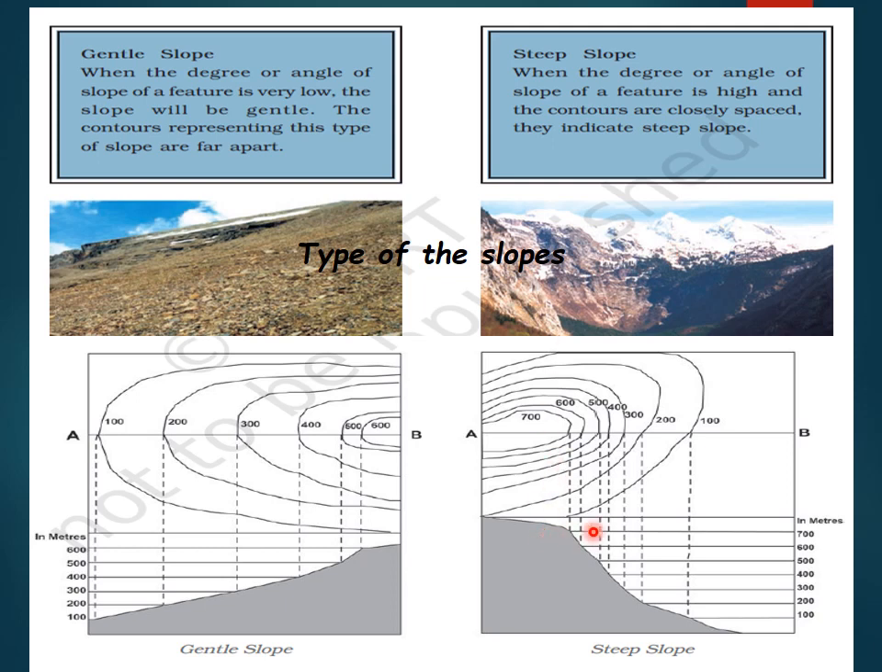As I told you, when the contour lines are drawn very close to each other, it indicates the steep slope. And here, there is a big gap between two contour lines, it indicates the gentle slope.